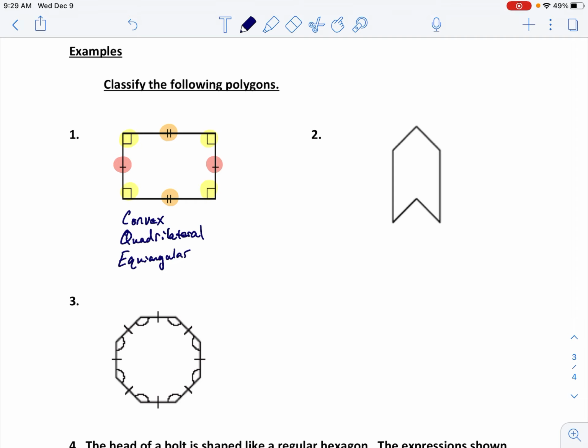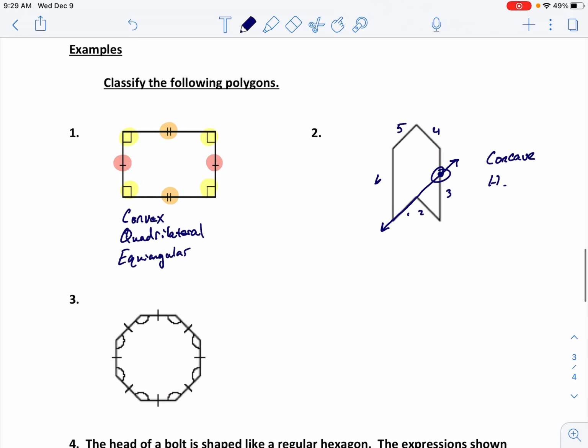What we're going to learn in the future is that actually is a rectangle, and I'm sure some of you guys know that already. On this next one, number 2, if I were to extend this side here, you'll notice that it intersects and goes inside the shape. So this is an example of concave. It's caving in. Let's count the sides. We got 1, 2, 3, 4, 5, 6 sides. So that would be a hexagon.